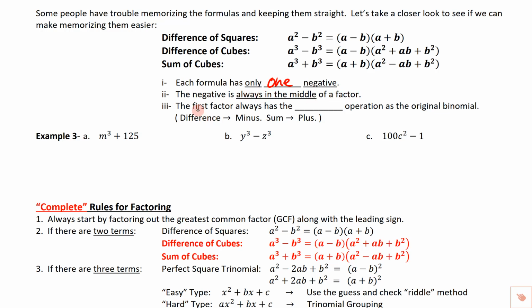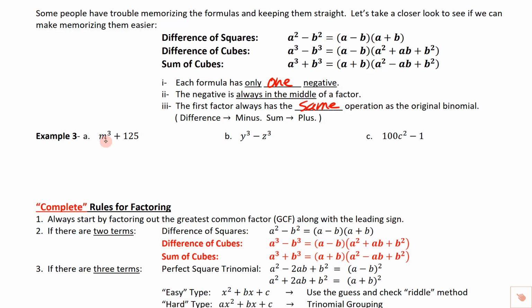And in order to figure out where it goes, the first factor always has the same operation as the original binomial. So if we've got a minus in between the two terms on this one, we put a minus in the middle of the first factor. If we've got a plus in the middle of the original one, we put a plus in the middle of this one, and then the negative goes in the middle of the second one. So we'll just quickly run through and take a look at each one of these.